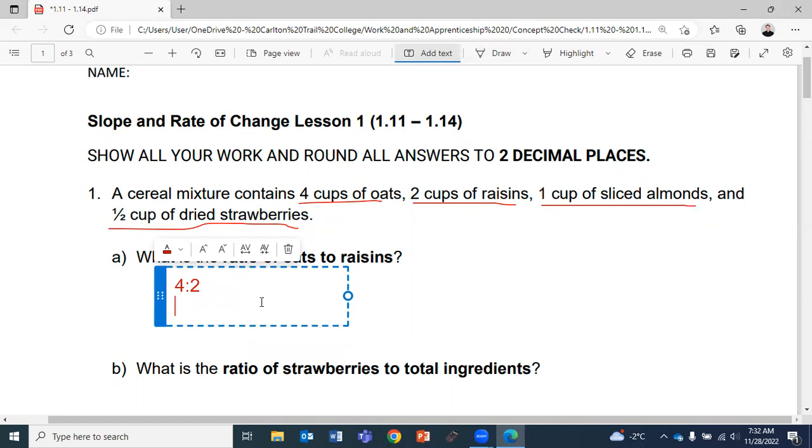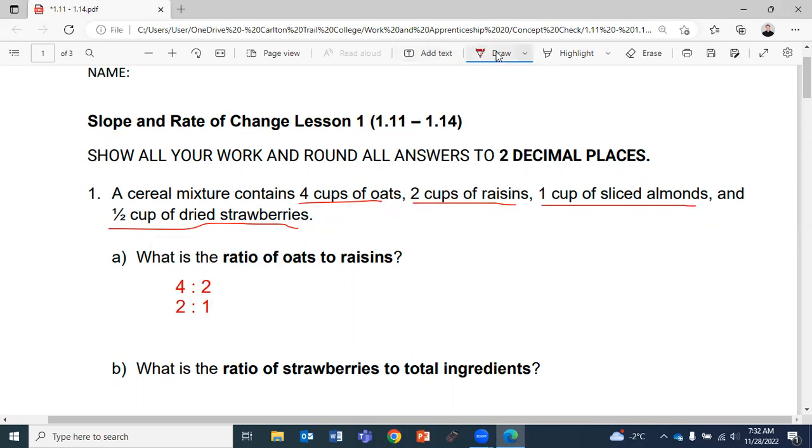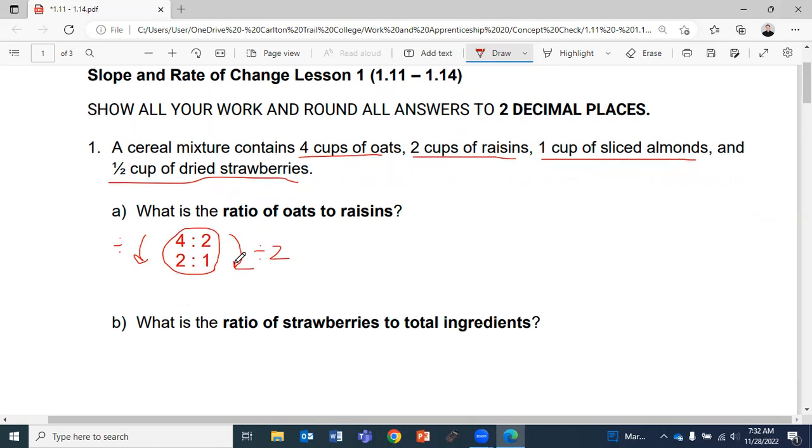I see these are both even, so it can be a 2-to-1 ratio as well. I see that I can divide both of these by 2, right? So that's how I ended up getting a 2-to-1. Technically these are both the answer, but 2-to-1 is the simplified answer.